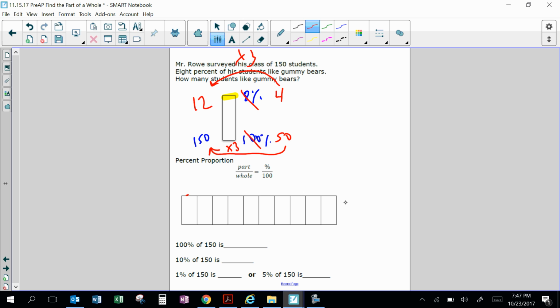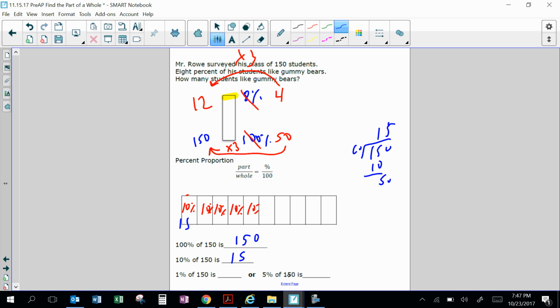So imagine that this whole thing represents 100% and it has 150 students in it. What percent would go in each section? 10%, because it's divided into 10 equal sections. So if you had 150 students and you divide them into 10 sections, that means there will be 150 divided by 10. I believe there will be 15 students in each section, or 10% represents 15. Oh, sorry. Wait, stop. What's 100% of 150? That's the whole thing, 150. What's 10% of 150? 15.